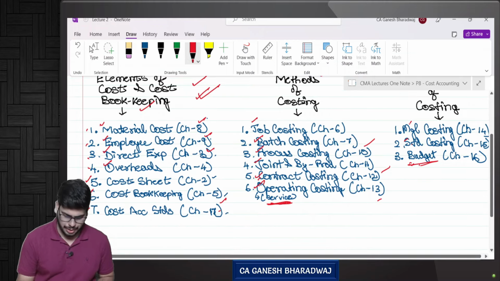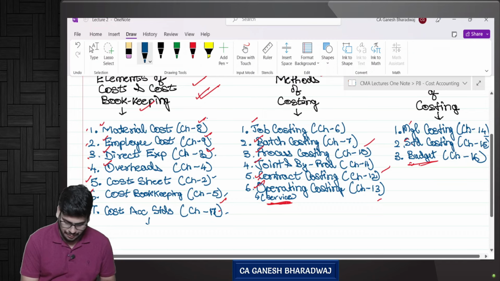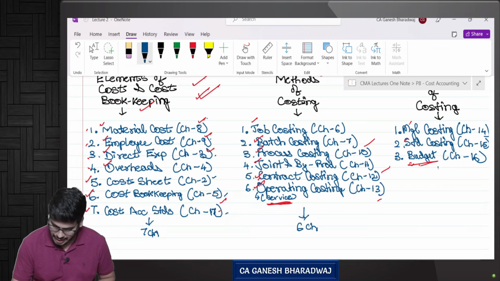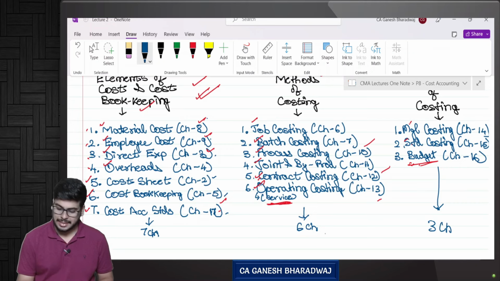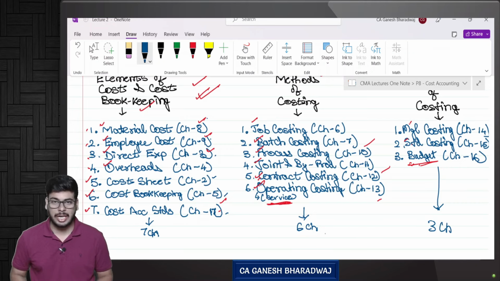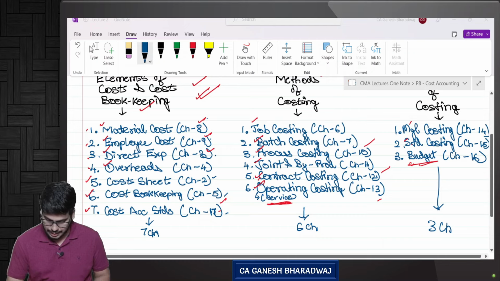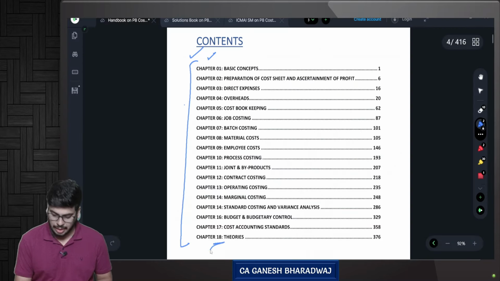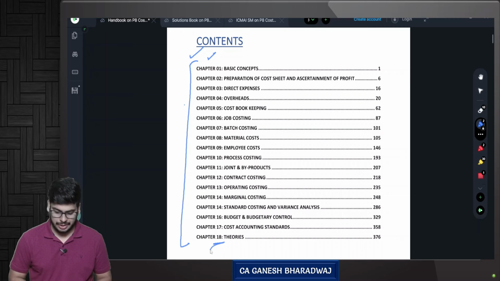Now, if you notice, we have 7 chapters here, 6 chapters here, and 3 chapters here, correct? So 7 plus 6 plus 3 is 16 chapters. But I told you that a total of 18 chapters are there in our syllabus. If you look at the syllabus that I have given you, yes, there are 18 chapters covered, but here I have covered only 16 chapters.